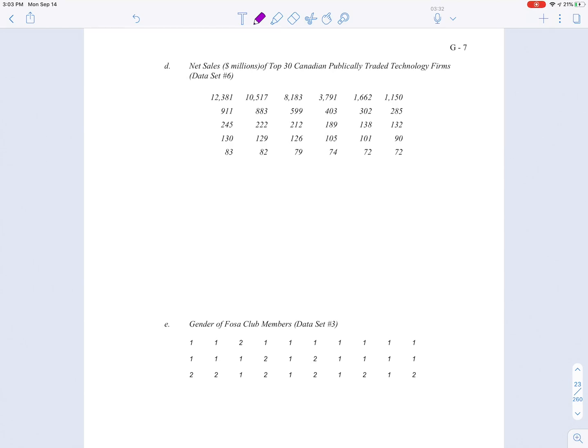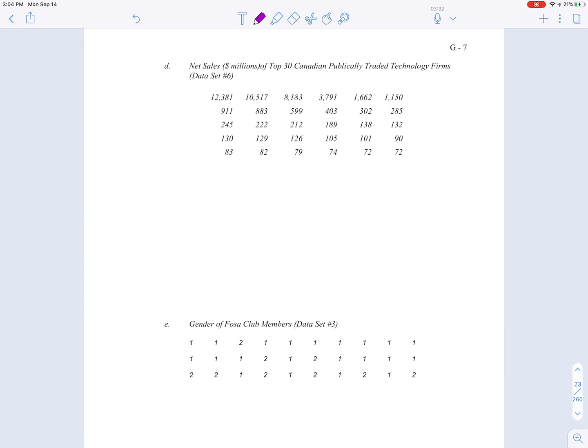These are the net sales of the top 30 Canadian publicly traded technology firms. This is in millions of dollars. These data are actually in order as well. It goes from the highest to the lowest in this particular case here.